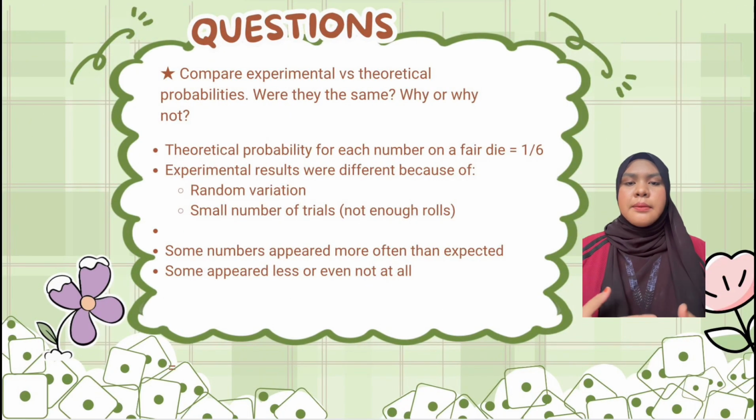Now, let's compare the experimental probability with the theoretical probability. For a fair die, the theoretical probability for each number 1 to 6 is always 1 out of 6. But when we did the experiment, the results were not exactly the same. This happened because of random variation and also because we didn't have a very large number of rolls. With fewer rolls, the result can be a bit uneven. That's why some numbers show up more often than expected while others appear less frequently or didn't appear at all. So, the experimental probability can be different from the theoretical probability, especially when the sample size is small.